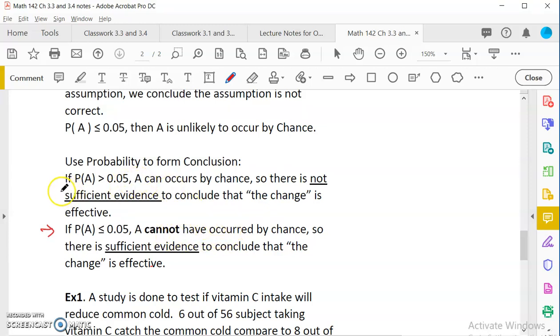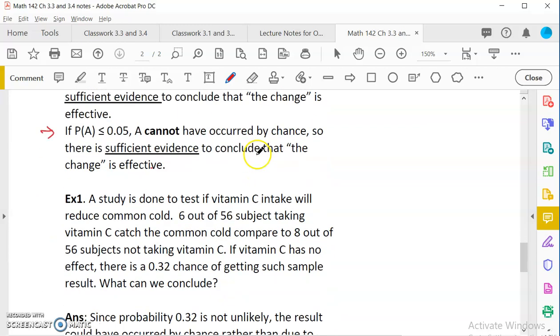The other conclusion is, if you see something that happened, but the chance of it happening is really high, then you would say there is not sufficient evidence. The evidence is really low because this thing could just happen by chance, and it is not caused by your change.